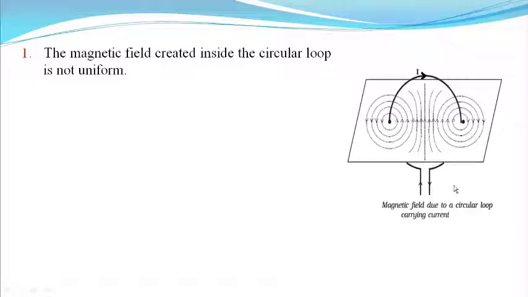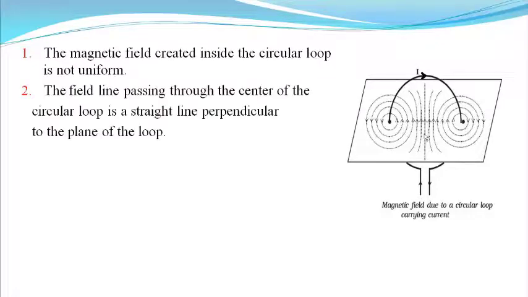As you see in the adjacent drawing, this is the circular loop that carries current, and these are the magnetic field lines. As you notice, the magnetic field lines don't have the same direction and don't have the same form. So, the magnetic field at two different positions doesn't have the same characteristics. As you notice, the field line passing through the center of the circular loop is a straight line perpendicular to the plane of the loop.